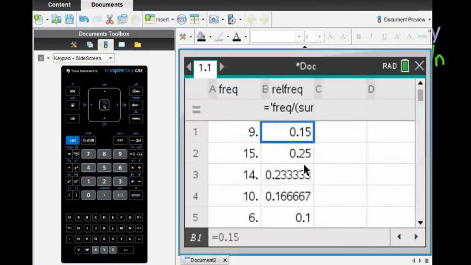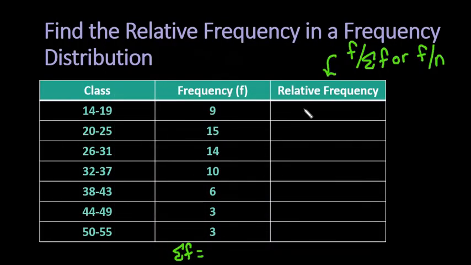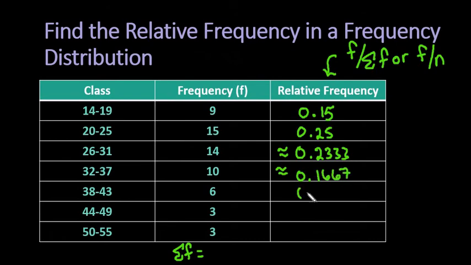Now notice when we come back in, they have automatically changed these to decimals. This decimal here, we could round. It is 0.23 repeated forever, and this one is 0.1667 repeated forever. So now we can go and write all of our answers in. The first one was 0.15, 0.25, 0.233, and that's approximate. And this one is approximately 0.1667, 0.10, 0.05, and the last one was 0.05.